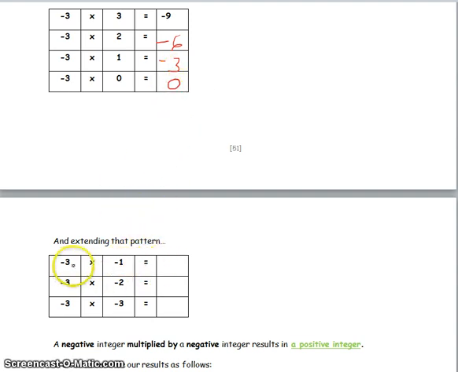Now we extend the pattern. If you notice, we had negative 3 times negative 1, which is positive 3. A negative times a negative is positive. And then we have negative 3 times negative 2, which is a positive 6. Negative 3 times negative 3 is positive 9, because remember, a negative times a negative is positive. As the numbers go down here, our numbers go up here, and the pattern is we're adding 3 to each value. Now we come to another definition. A negative integer multiplied by a negative integer results in a positive integer.